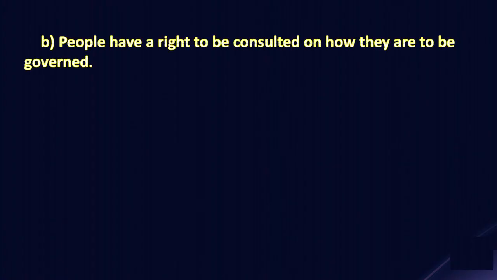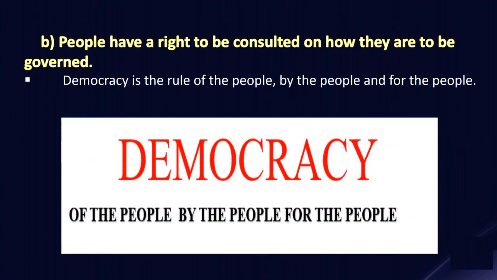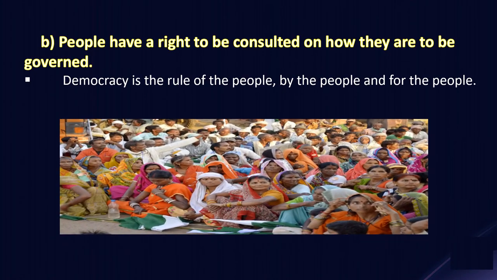The second moral reason is, in democracy, people have a right to be consulted on how they are to be governed. Democracy is the rule of the people, by the people, or for the people. Thus, people must be consulted for how to be governed. If this won't be there, then it cannot be considered a democracy or a federal government. At last, all I can say, if the political power is concentrated in one or a few hands, it will not be useful for overall development of the country.